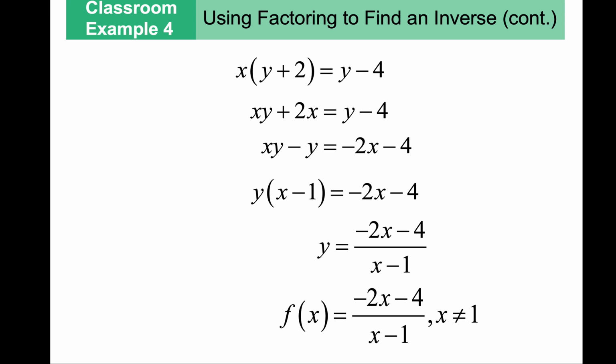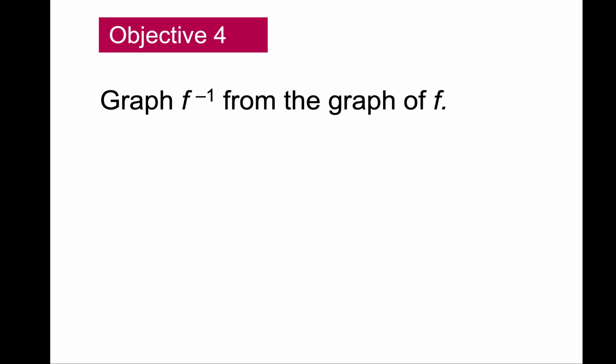So that my final answer is negative 2x minus 4 over x minus 1, and I have to quantify that as x can't be 1, because if x is 1, I get undefined. So in the lab, be very mindful of that.